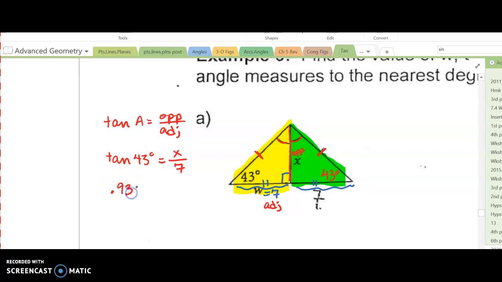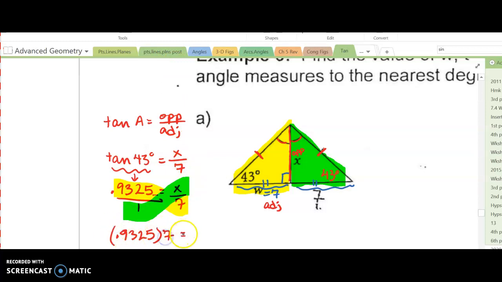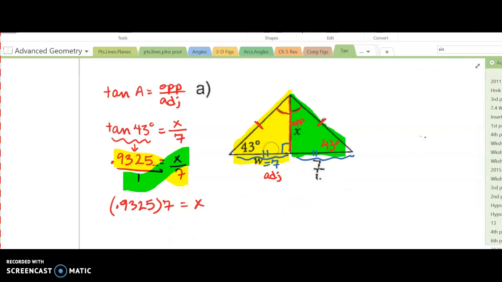And so that's 0.9325 is what tan 43 is, dot, dot, dot, of course. And then we're just going to throw that over 1 and cross multiply. And so 0.9325 times 7 equals X. So I'm getting what, 6.5? And that's it, because we already figured out W is 7.